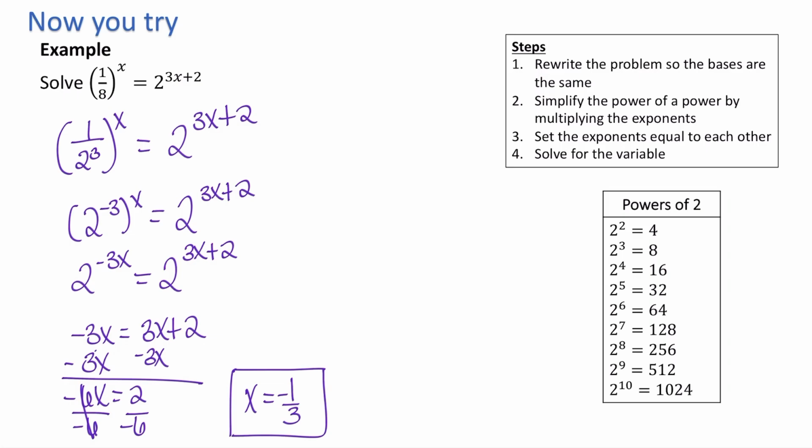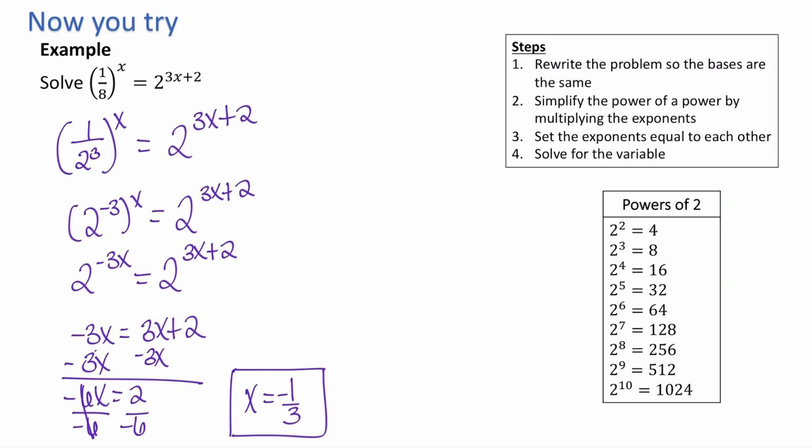So remember, we can write that as a reciprocal. That 1 over 2 to the third can be 2 to the negative 3. So we have 2 to the negative 3 to the x power. So that tells me that 2 to the negative 3x equals 2 to the 3x plus 2. When we set those two exponents equal to each other and solve, we have negative 3x equals 3x plus 2. If we subtract 3x from both sides, we get negative 6x equals 2. Then we divide both sides by negative 6, and it gives us x equals negative 1/3.